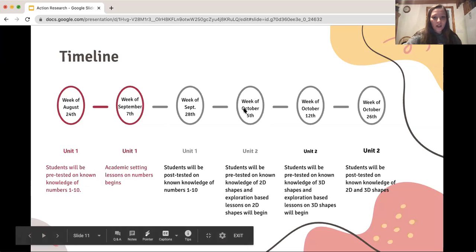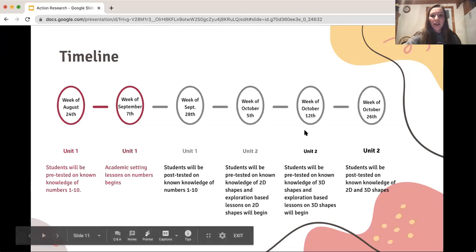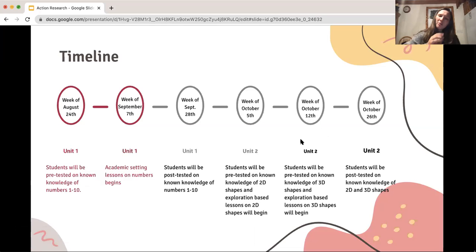So then for the week of October 5th, students were pre-tested on their known knowledge of 2D shapes, and 2D shape exploration began. So for a whole week, we focused solely on 2D shapes. Then students were pre-tested on their known knowledge of 3D shapes, and the same thing. We explored 3D shapes with a little bit of review of the 2D, but mainly focusing on the 3D. And then the last week of October, students were post-tested on their known knowledge of 2D and 3D shapes.